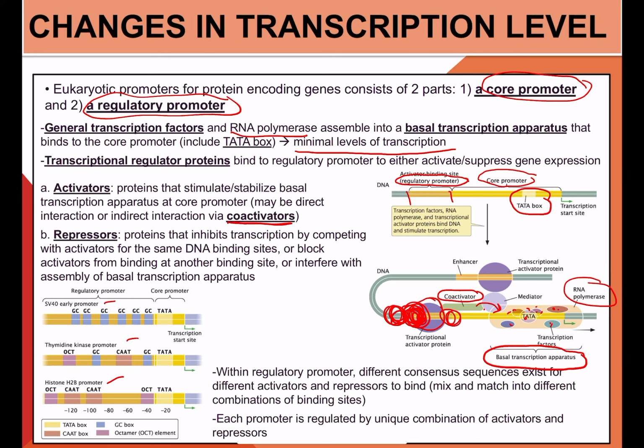For example, here you have GC as your consensus sequence, and in this promoter you have a GC too. CAAT is another consensus sequence for something else. So all of those things can be combined or recombined for different activators or repressors to bind at that particular promoter, but they're all unique by promoter sequence, or for different genes.